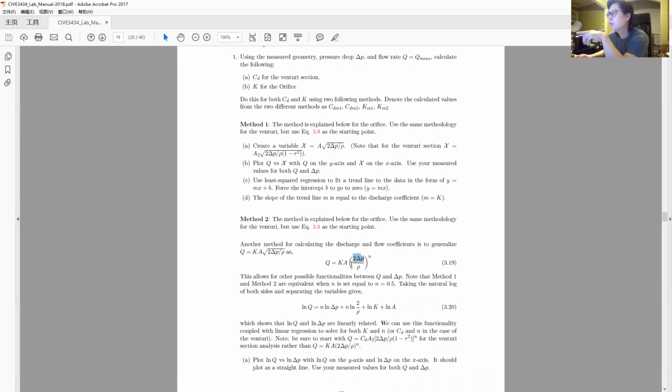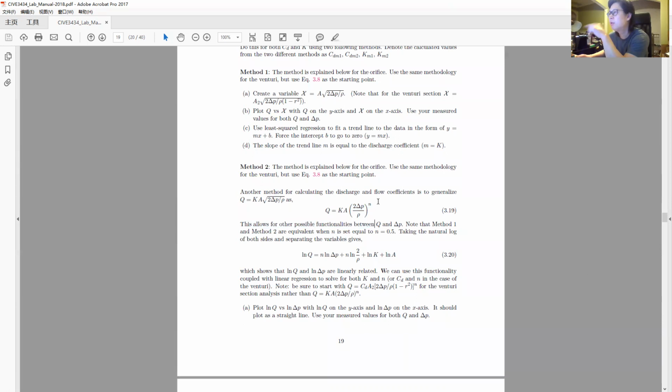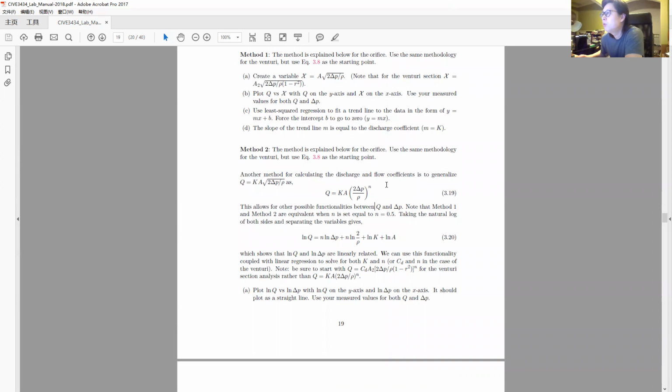So this part will have a power of n. Okay. So what we're going to do is take the natural log of this equation. The equation will become log q equals n log delta p, and so on.